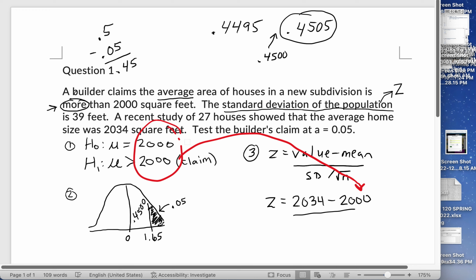All right, so let's clean that up a little bit. Okay, all right, so I'm just going to leave it. All right, so standard deviation. It said that the standard deviation of the population was 39, and the sample size was 27. All right, so now I'm going to go to my calculator with this, and I'm going to plug it in.